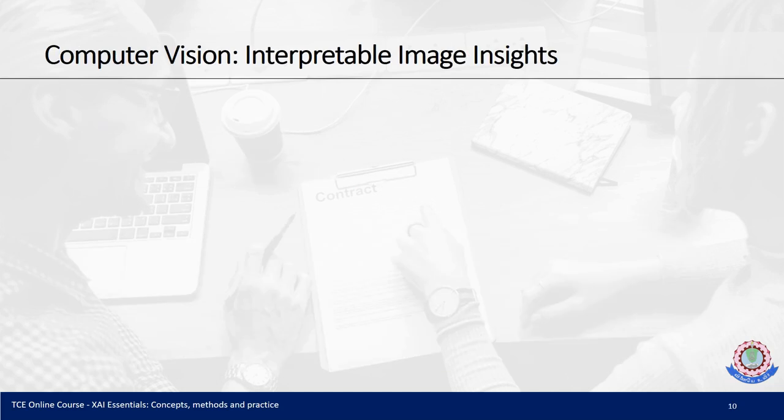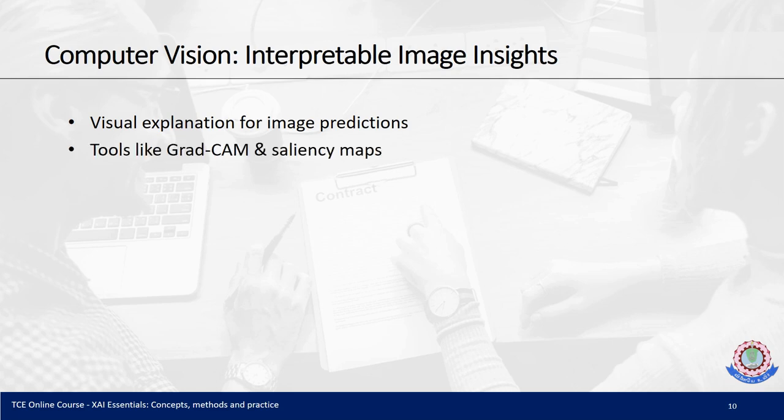Now we move into an interesting one, computer vision, which deals with images. While deep models are powerful here, they are also more complex. Explainable AI methods such as saliency maps and Grad-CAMs show which part of an image influenced a decision. For example, in medical imaging, these provide visual explanations for tumor classification, helping doctors verify correct regions were used for diagnosis.